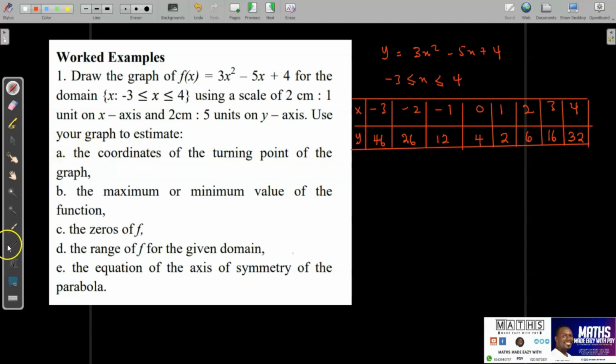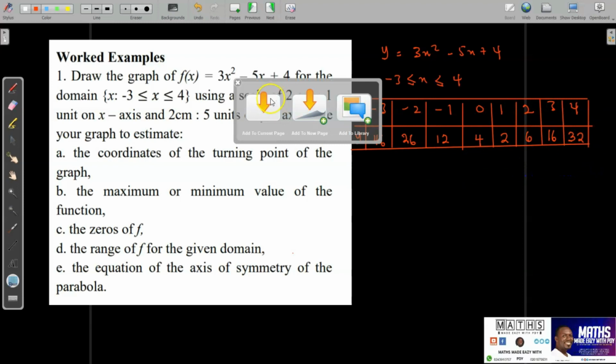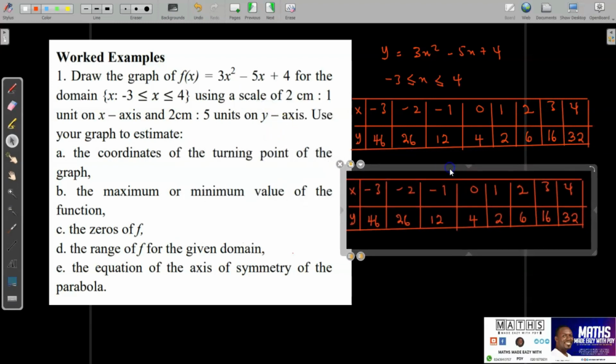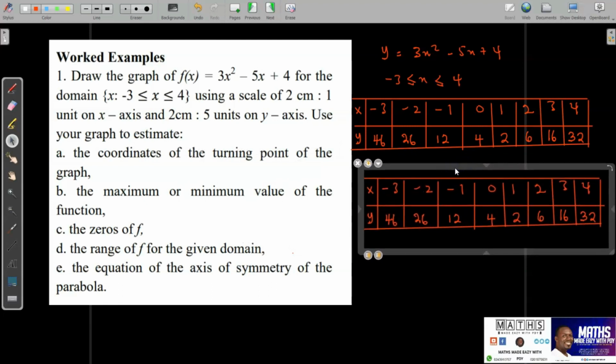So let me just copy this graph to my graph paper. Sir, I have a question. Pardon? I have a question about the table. Okay, I'm listening. Sir, is it really necessary to show working, like when you're finding the y? Okay, it is not mandatory that you should show working.